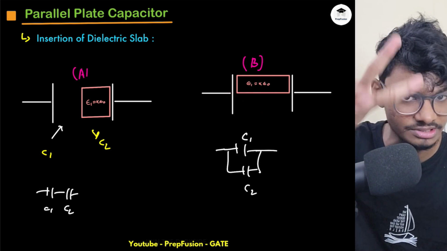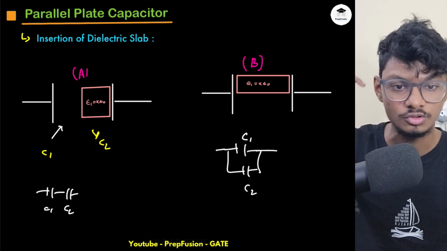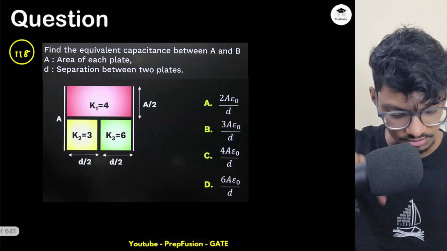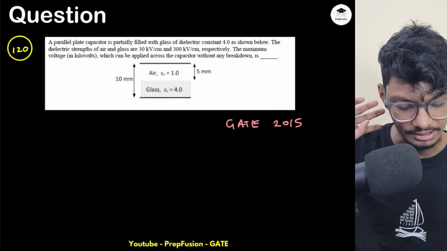So there can be two types of insertion of dielectric slab. One is series, another one is parallel. So either one works. So with the help of this concept, can you solve this question? This question is pretty simple. I will just show you the question. This is one question, this is another question, and this is the last question.